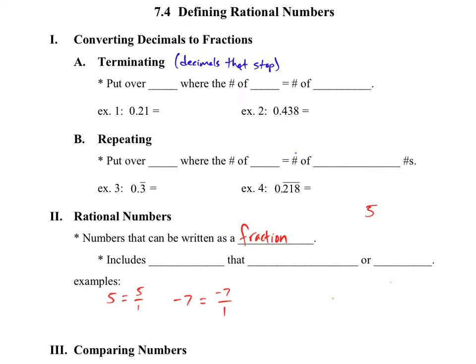So basically to do that, we put over 10 dot dot dot, where the number of zeros equals the number of decimals. And what I mean by that is I have two decimals here. I have a 2 and a 1. So I have two decimal places. So we write 21 over a 1, and then the number of zeros has to be 2 because we had two decimals. So that's 21 over 100. Fair enough?